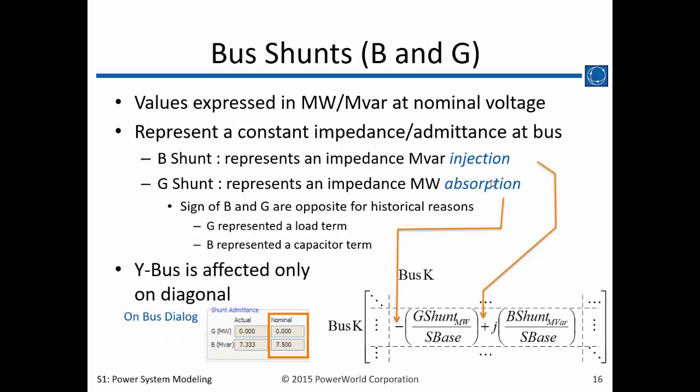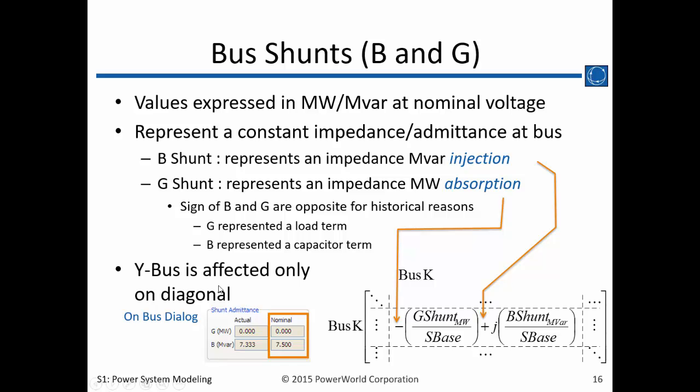The values expressed in megawatt and megavars at the nominal voltage for the bus shunts represent a constant impedance or admittance at the bus. The B shunt is represented as an impedance megavar injection. The G shunt is represented as an impedance megawatt absorption. The sign of B and G are opposite for historical reasons. G typically represented a load term, and B represented a capacitor term, so that's why the signs are opposite for the G and the B values.